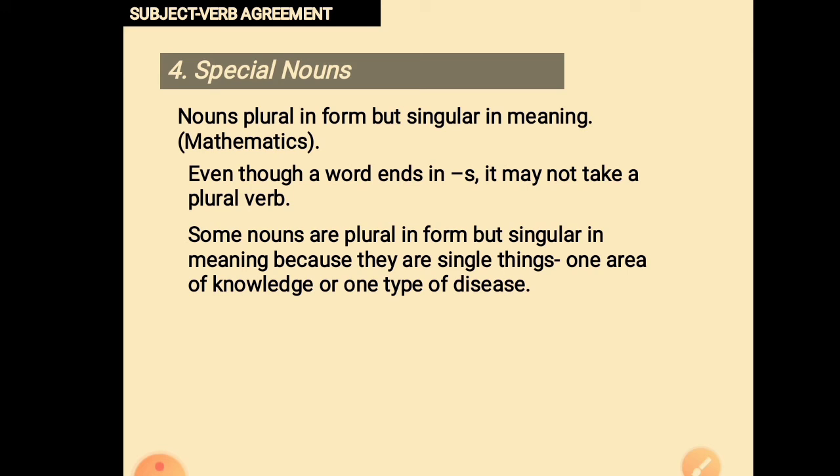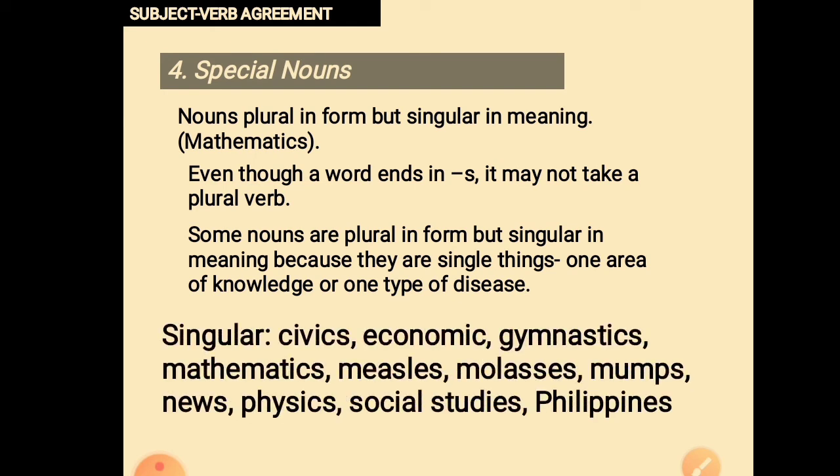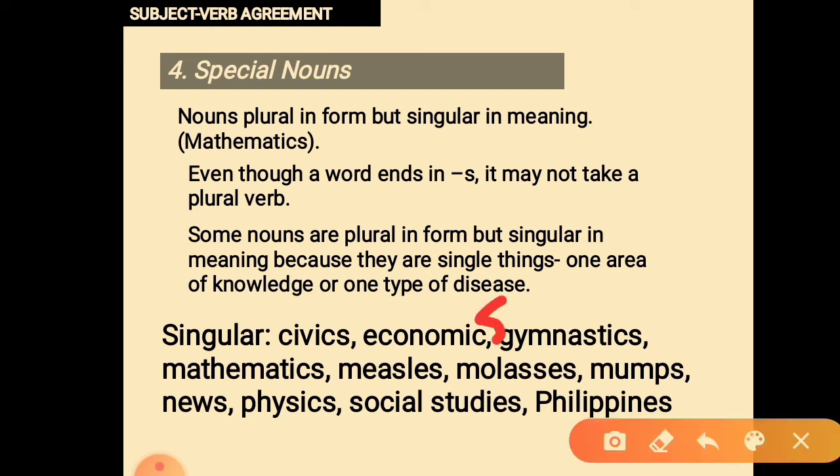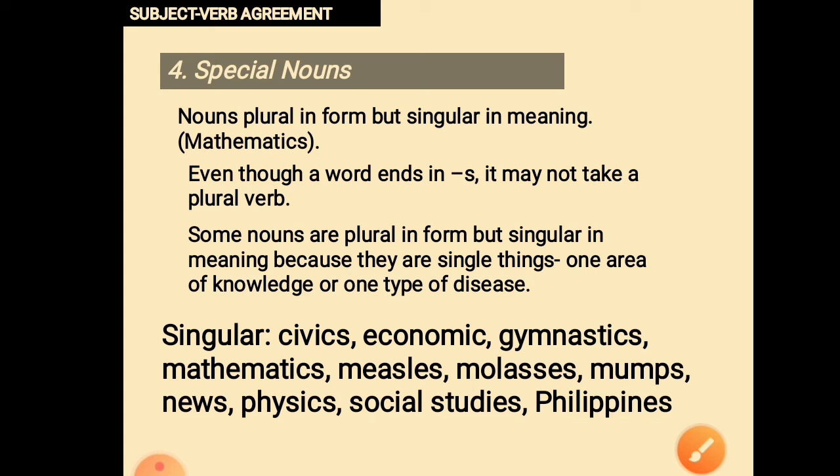Again, the reason why they are called special nouns is because they are single things. They have one area of knowledge or one type of disease. These are some of the singular nouns: civics, economics, that is economics, there is an S with that, gymnastics, mathematics, missiles, molasses, mumps, news, physics, social studies, Philippines. So these are some of the special nouns that we have.